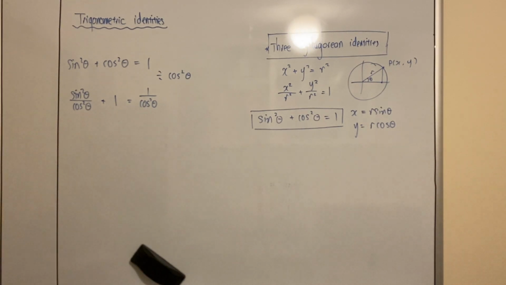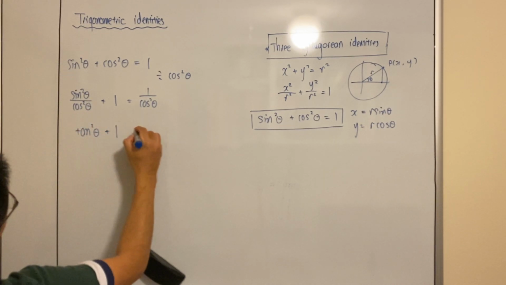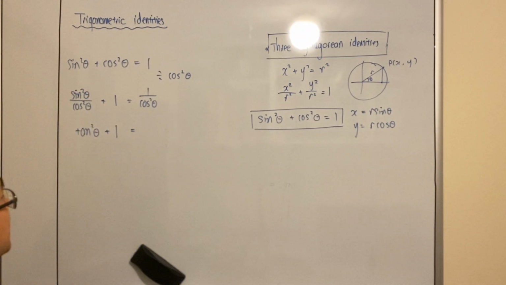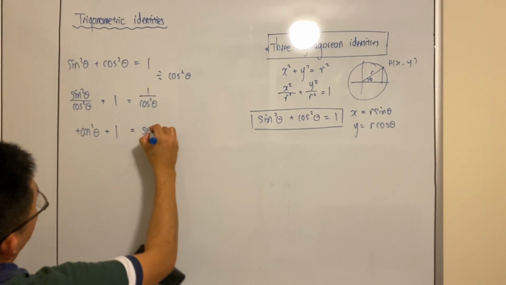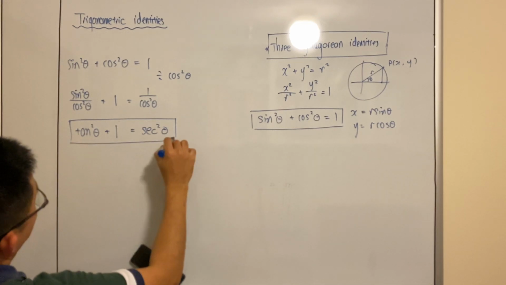Now from here, we know from the previous ratio identities that sine squared theta divided by cos squared theta is equal to tangent squared theta, and then plus 1 is equal to. Now, using the reciprocal identity, 1 over cosine is equal to sec. So therefore, 1 over cosine squared is equal to sec squared theta. That becomes the second Pythagorean identity.